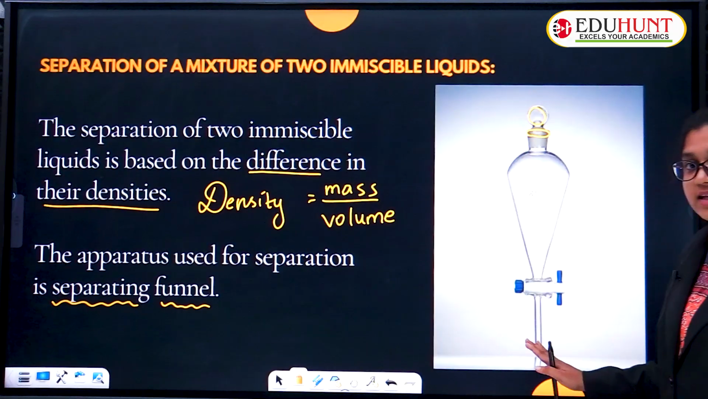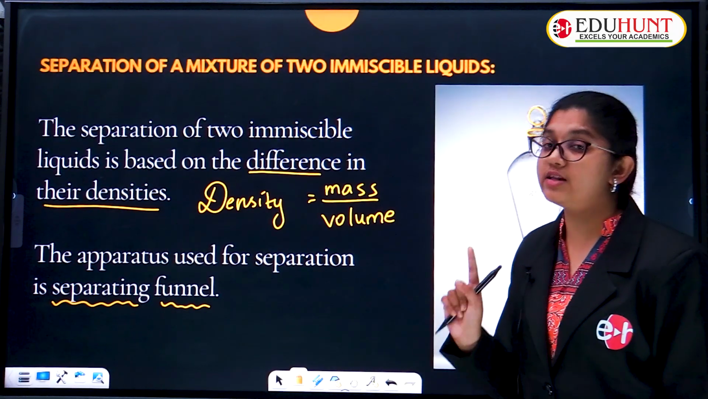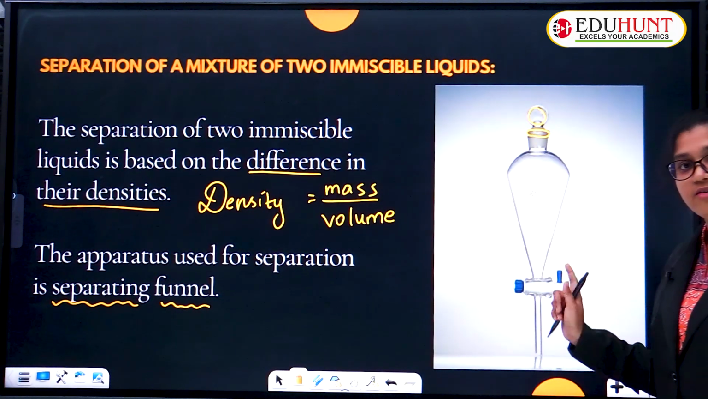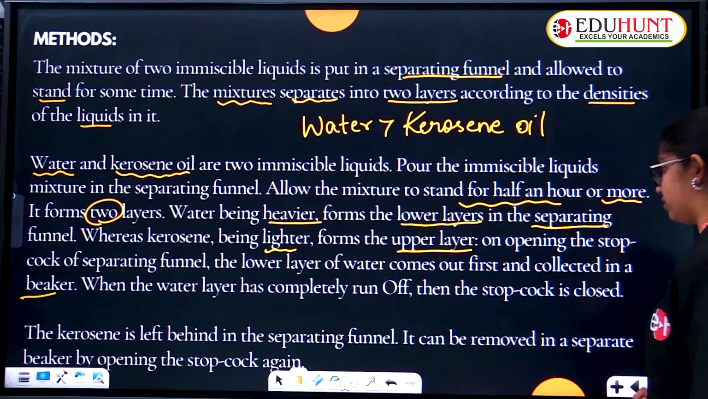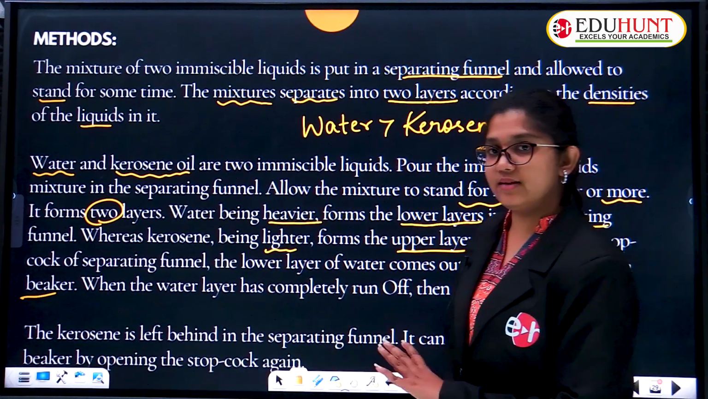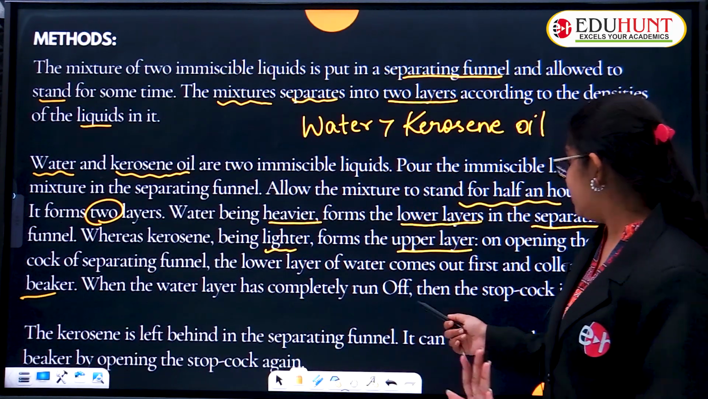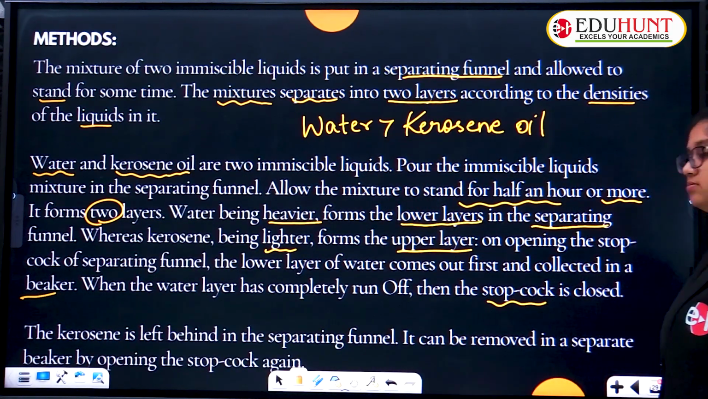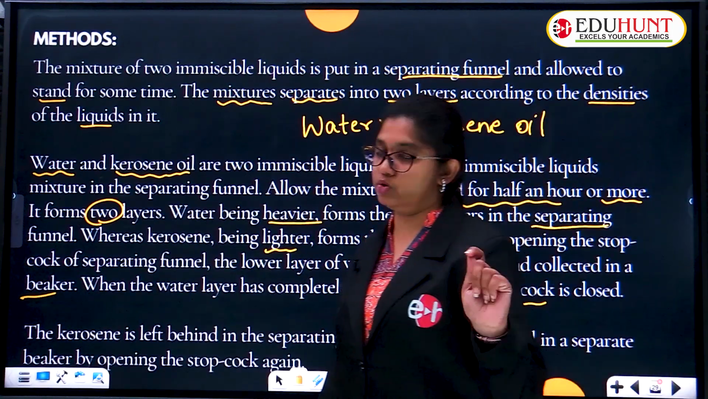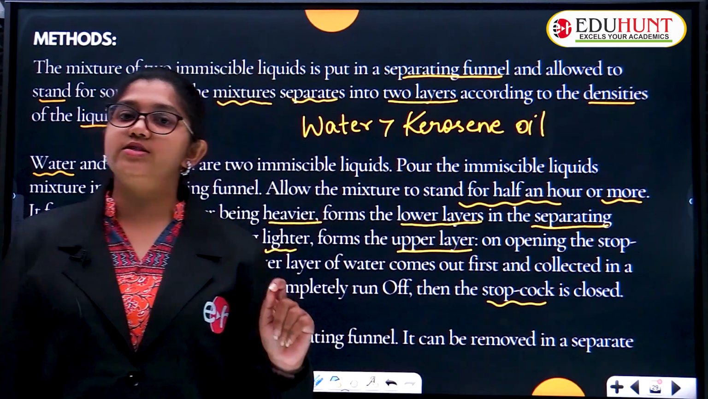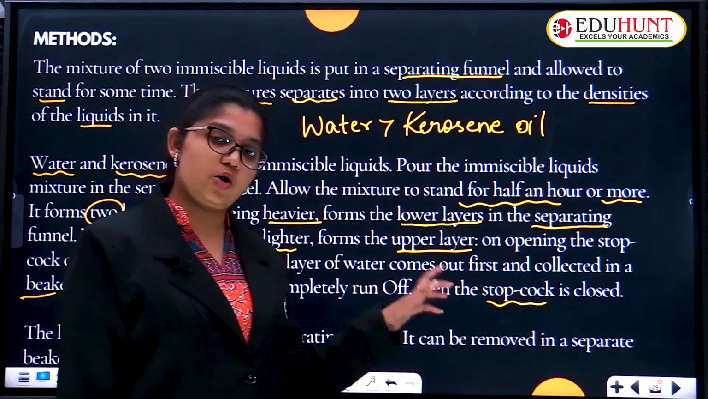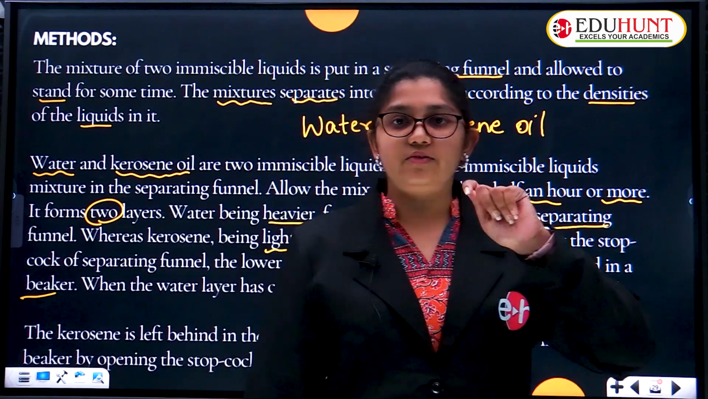Hence, there should be no kerosene oil coming down from the funnel. You have to carefully do the process. So we are going to separate like this into the beaker. When the water layer has completely run off, then stop the cork. The stopcock is closed. After the water is completely run off, we have to stop the cork, in the sense, you have to close the stopcock.